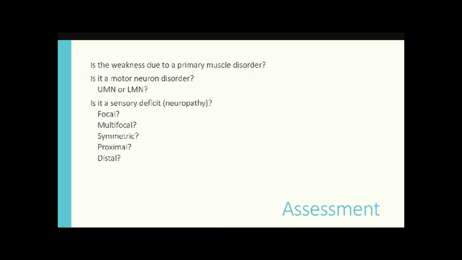And then, is it a sensory deficit neuropathy? Is it focal, just one area that's causing the problem, multifocal? Symmetric, that's very important to note as well. Are you having these problems on both sides of the body or just one? Proximal, distal, again, where is the weakness coming from?